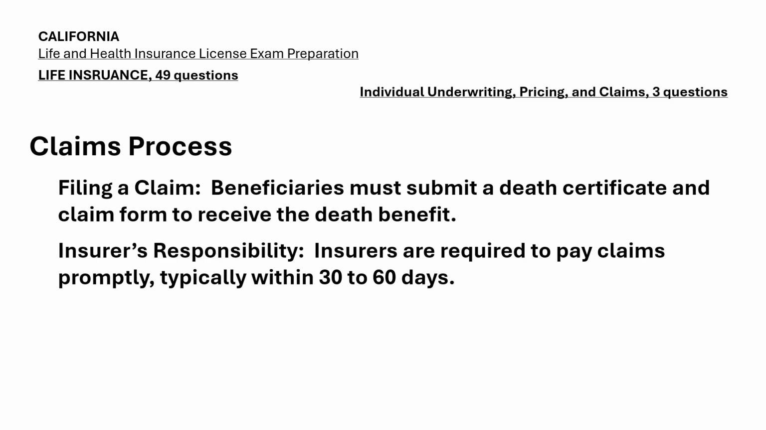Description. The life insurance claims process is straightforward but important to understand. When the insured passes away, the beneficiaries must submit a death certificate and a completed claim form to the insurance company. Once the insurer receives this documentation, they are legally required to pay the claim within a reasonable period, typically 30 to 60 days. Delays can occur if there are discrepancies or if additional information is needed, but insurers are generally motivated to process claims quickly.